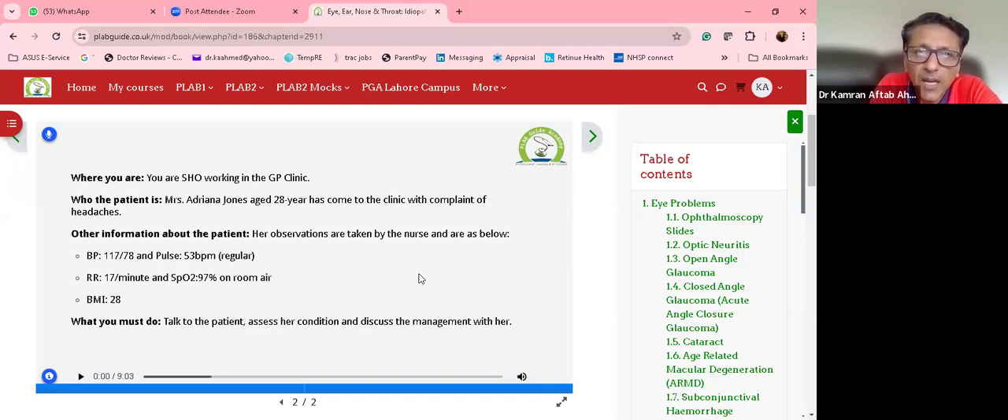But if you attempt a lumbar puncture in these patients, there is a possibility that there might be herniation of the brain tissue into the spinal cord. So that's why the MRI scan is done to rule out any space-occupying lesion. Once the space-occupying lesion is ruled out, then lumbar puncture can be done. But it will be decided by the internal medicine consultant, not by you.